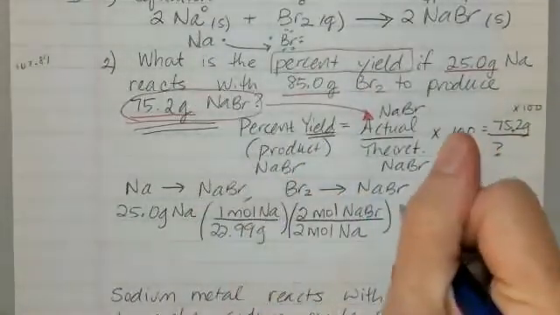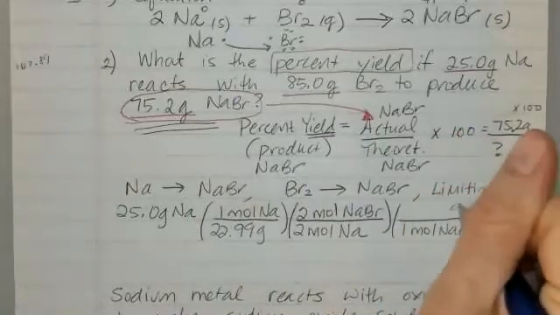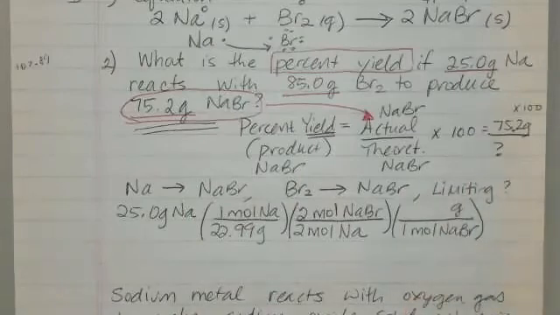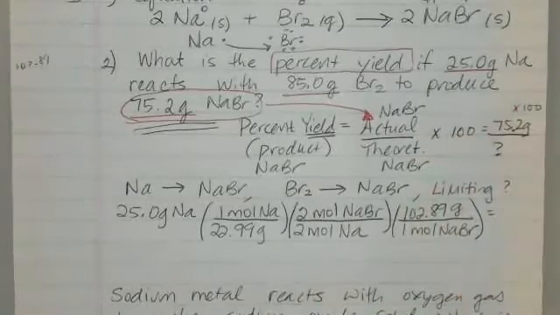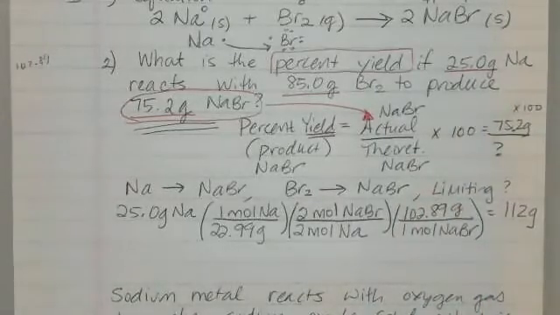All right, now last up here, getting rid of moles of NaBr, and we want grams because our actual yield was in grams, so we want that unit to match. So on my periodic table, 22.99 for sodium added to 79.90 for bromine, I get 102.89. All right, so 25 divided by 22.99 times 2 divided by 2 times 102.89. To keep 3 sig figs, I get 112 grams of NaBr.